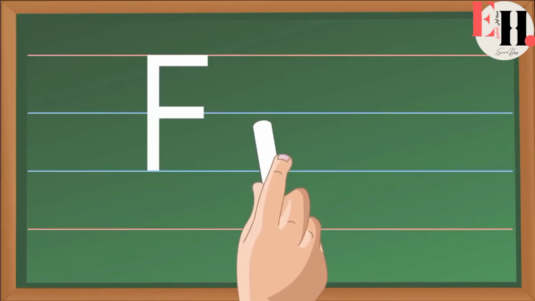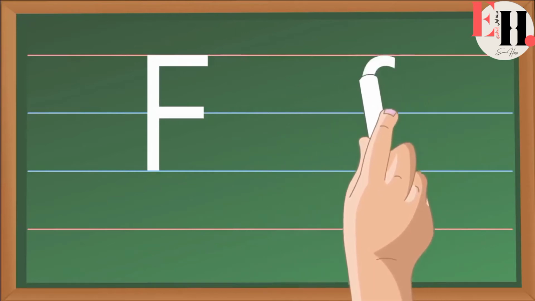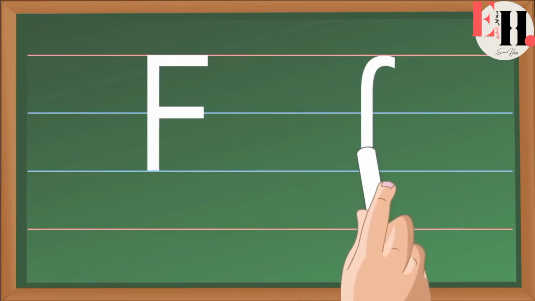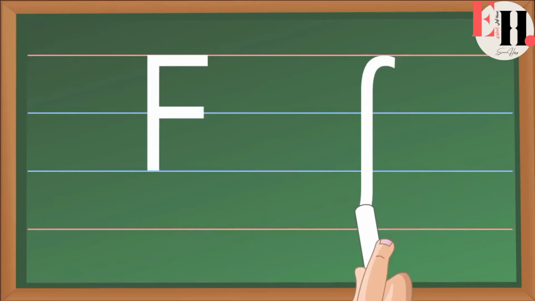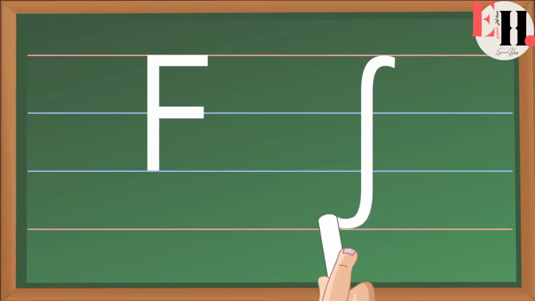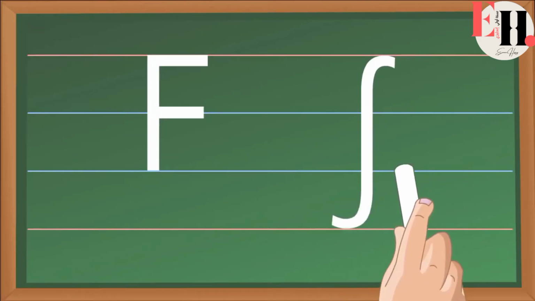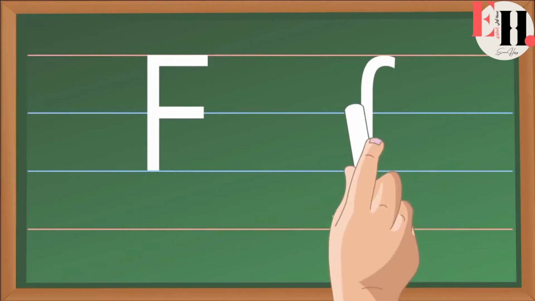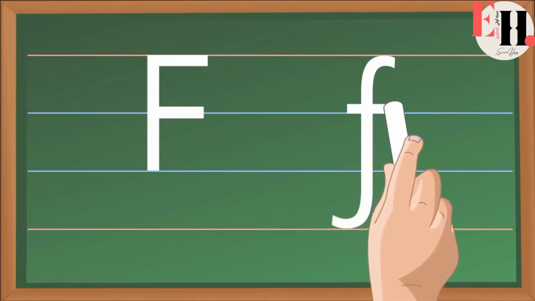Small f. Start from the top, making a curl, and then continue to make a straight line down below the bottom with a small backward curl. Next, go just below the top curl and draw a sleeping line across.